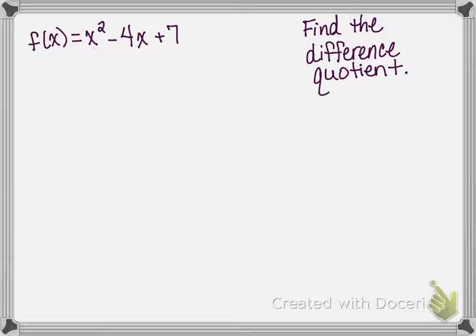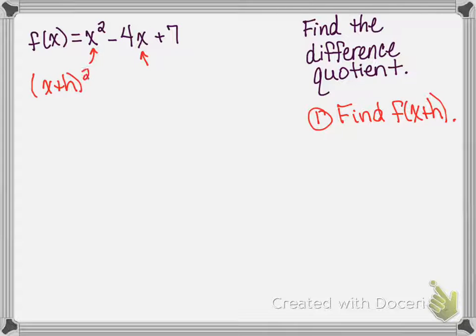So the first thing that we're going to do is find f of x plus h. So I have an x right here and I have an x right here, and I need to plug x plus h into both of those. Okay, so I've got x plus h squared minus 4 times x plus h plus 7.